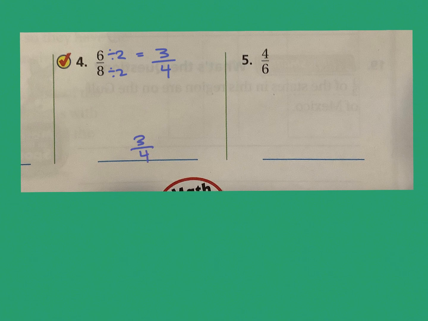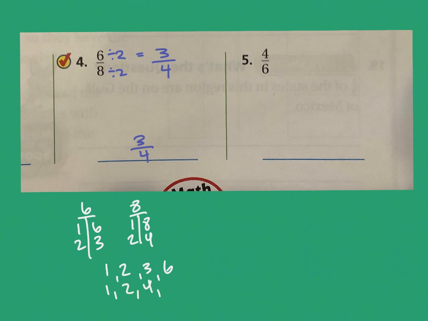If we need to do the factoring, 6's factors and 8's factors. I got the 6 from here and the 8 from here. 6's factors are 1 times 6 and 2 times 3. 8's factors are 1 times 8 and 2 times 4. So 1, 2, 3, 6 are the factors for 6. 1, 2, 4, 8 are the factors for 8. What's their common factor? 2 is their common factor. And so now you would find what you would divide by. When you find their common factor, that's what you're going to divide by. The largest one that's common. If there's more than one common, use the largest one.